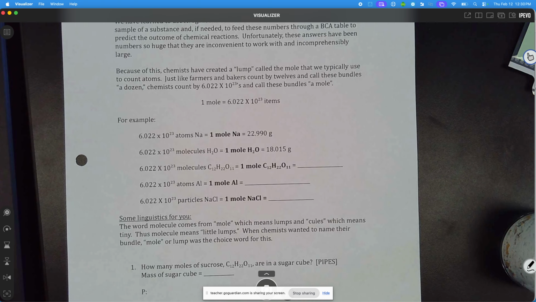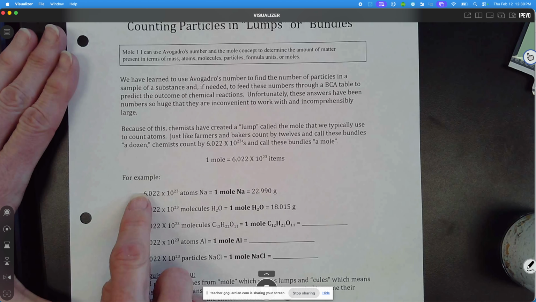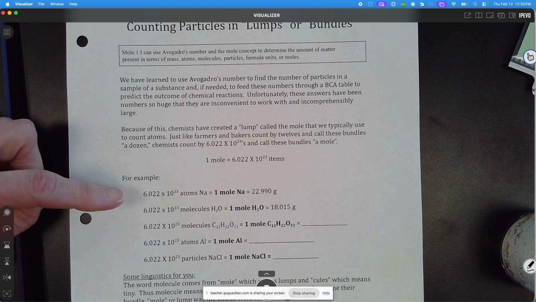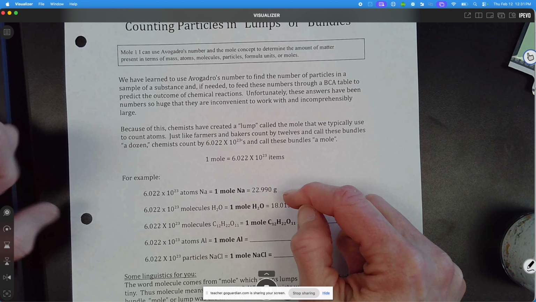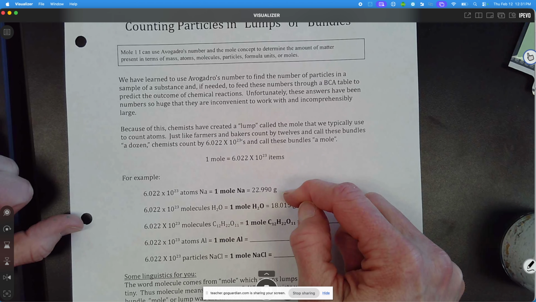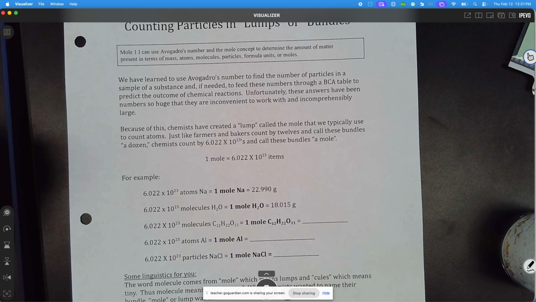The reason I wouldn't let you use MOLE as the abbreviation for molecule is because MOLE is its very own thing. So, taking a couple of our things from the other day, our 6.022 times 10 to the 23rd atoms of sodium that we determined weighed 22.990 grams, we call that a mole of sodium. And when we did the gulp of water, the 6.022 times 10 to the 23rd molecules of water, which weighed 18.015 grams, we call that a mole of water.